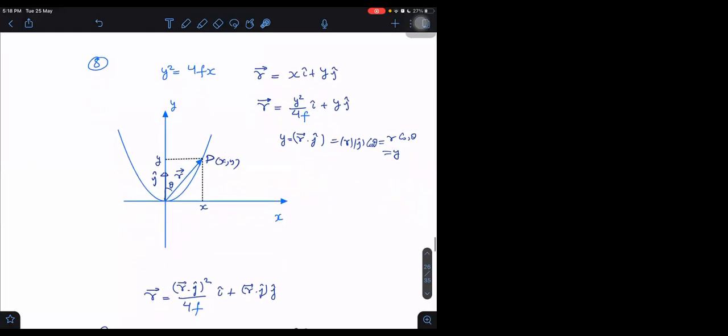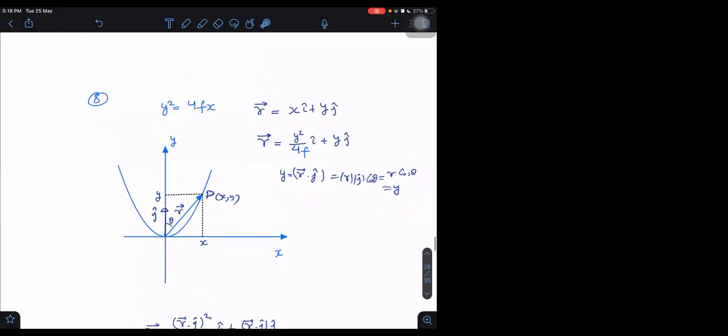Sir, once more, can you explain the last point, sir? I am saying just ignore this part. This is straightforward. Can you understand this equal to this? Okay, sir. Understood, sir. So just ignore this. If you go this way, then you will automatically understand why I wrote y is equal to r dot j. Okay.